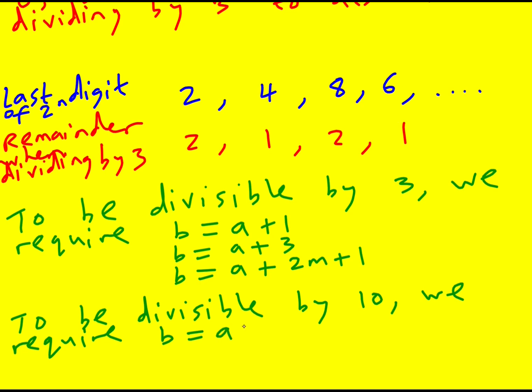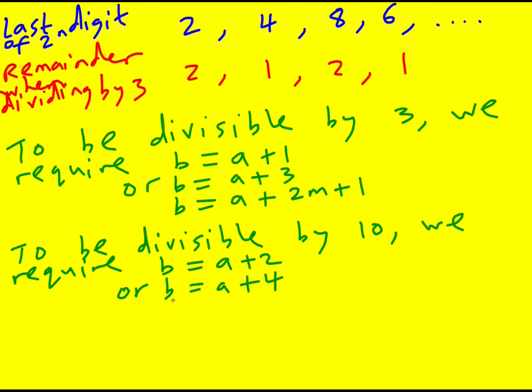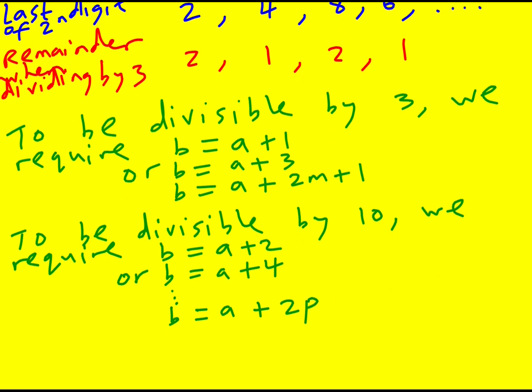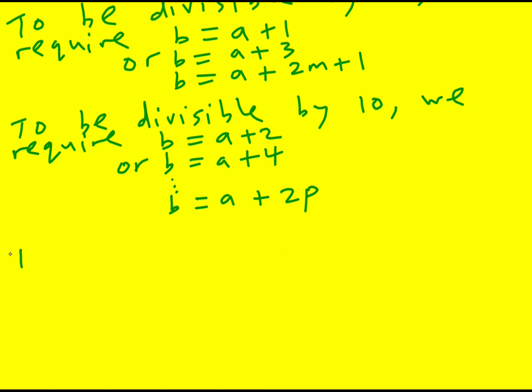So B is going to be A plus 2, or there should be ors here, or B is equal to A plus 4. Basically, B is going to equal A plus 2P. I don't want to use N here because I've already had N above. So these cannot be satisfied at the same time.